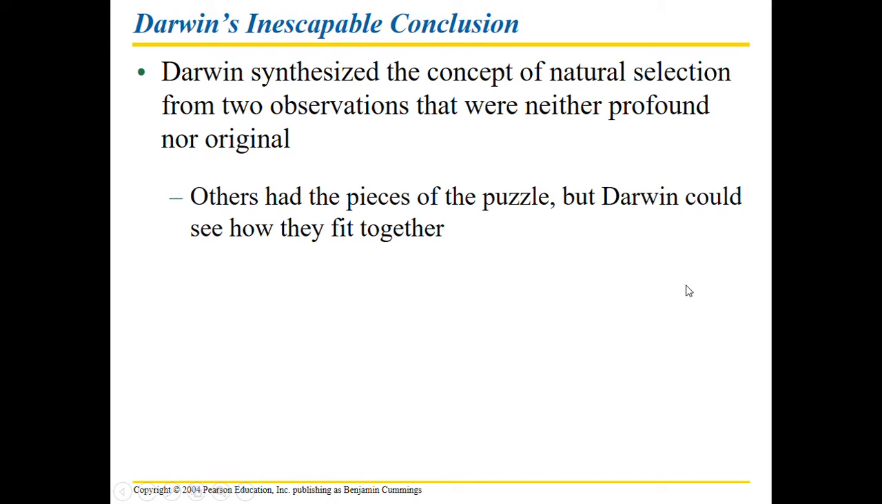So Darwin synthesized the concept of natural selection from two observations that were neither profound nor original. Other people had pieces of this puzzle, but Darwin saw how they fit together, and he wrote his findings in The Origin of Species. He saw how they could have fit together with this common ancestor and how they diverged to create all these different species of finches and all these different islands as they got further from the mainland.